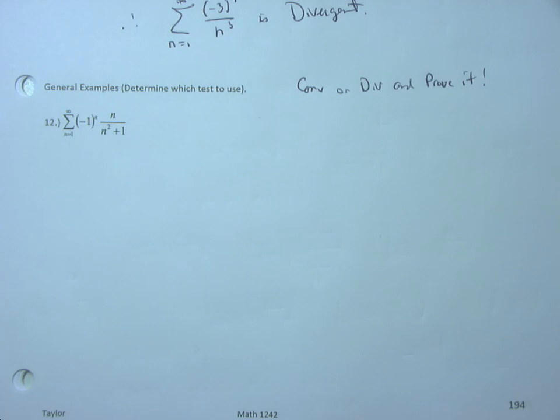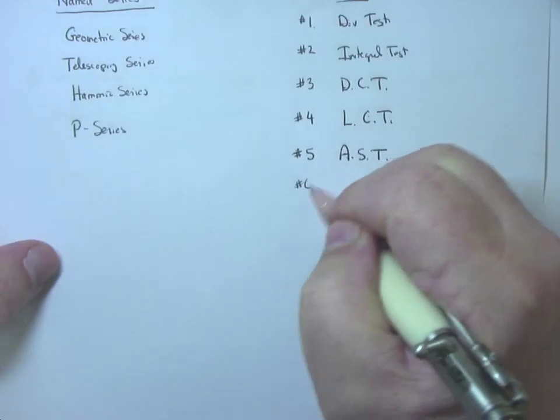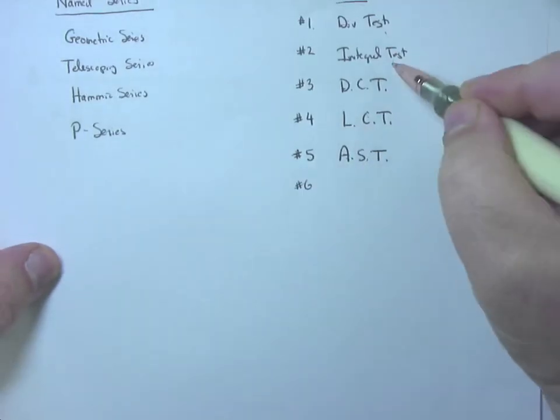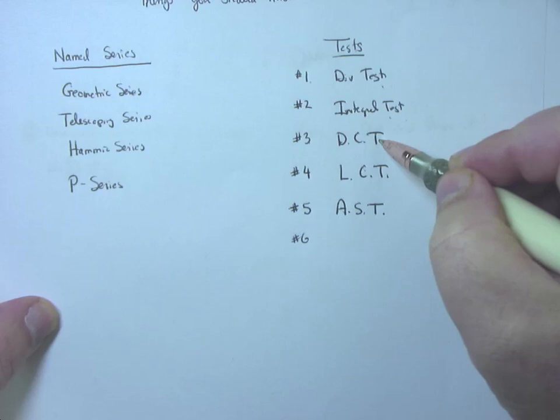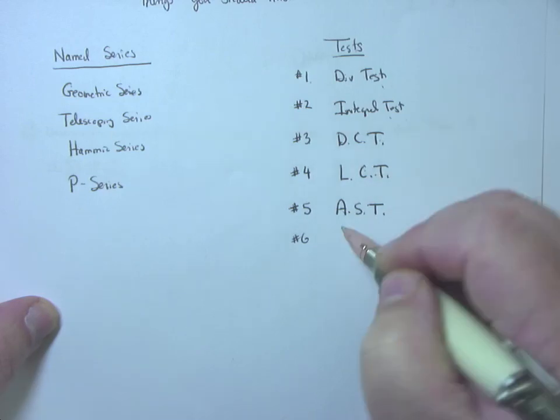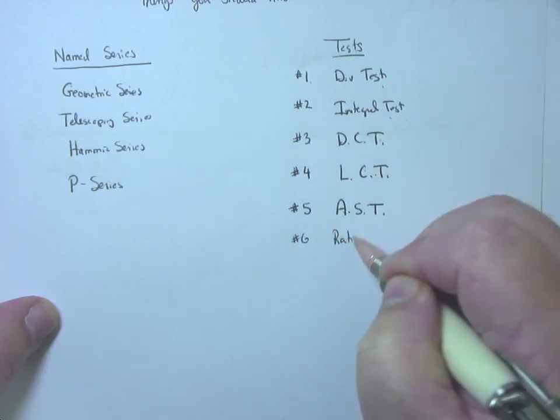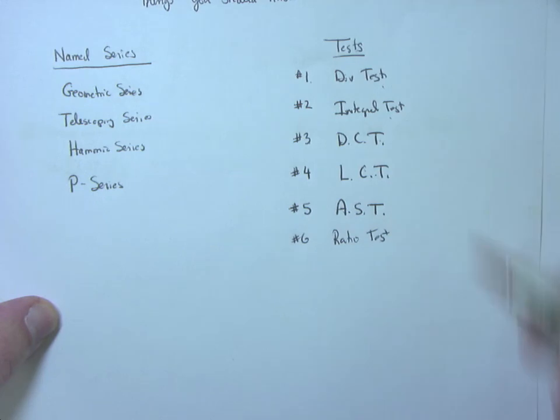Remember, I have lots of tests to choose from. What were the tests that I have memorized here? I've got my little sheet of paper from the first part of class. So far, we have 6 tests now: the divergence test, integral test, direct comparison test, limit comparison test, alternating series test, and now the ratio test. So there it is.